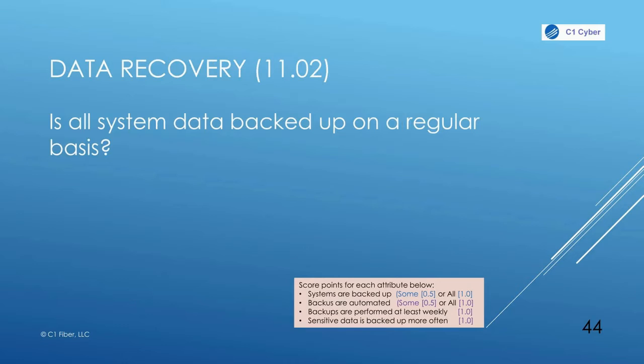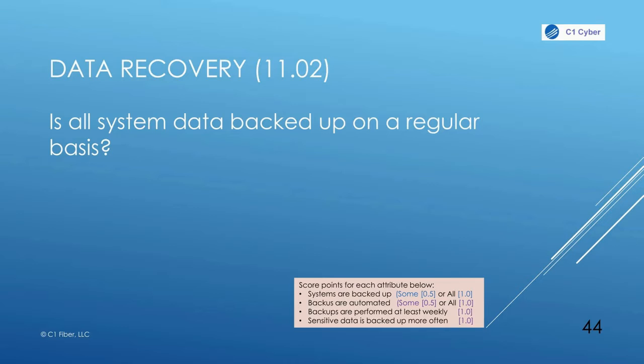Is all system data backed up on a regular basis? There's been an exponential rise in ransomware over the last few years. If an attacker encrypts an organization's data and demands ransom for its restoration, having a recent backup to recover to a known trusted state can be helpful. Score 1/2 point if some systems are backed up, or 1 point if all systems are backed up.